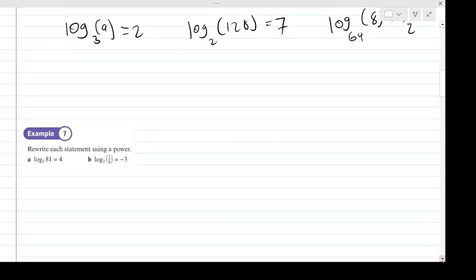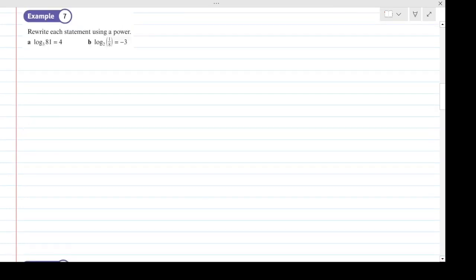Okay, example 7, we now need to rewrite each statement using the power. So we need to basically go in reverse. So now we're given the logarithm. So that tells me to write it as an exponential, right? If we go in reverse, our base is 3, and then it gives me my power. So the power is 4, so the base 3 raised to the power 4 equals 81. Hopefully that makes sense, because 3 times 3 times 3 times 3 is 81.